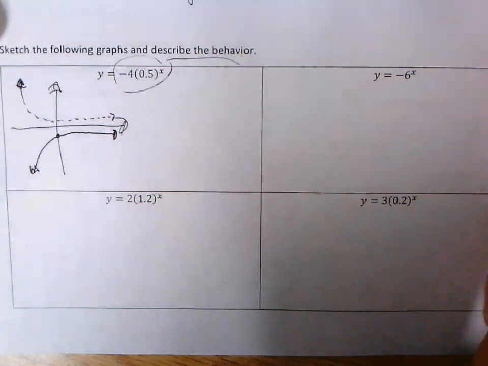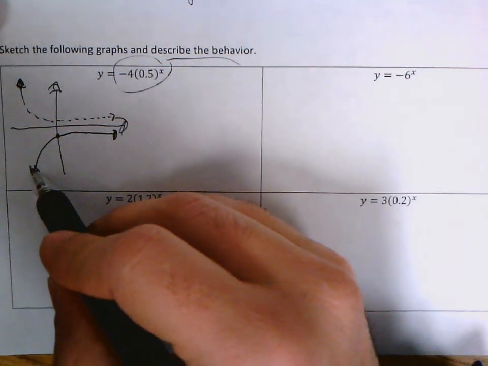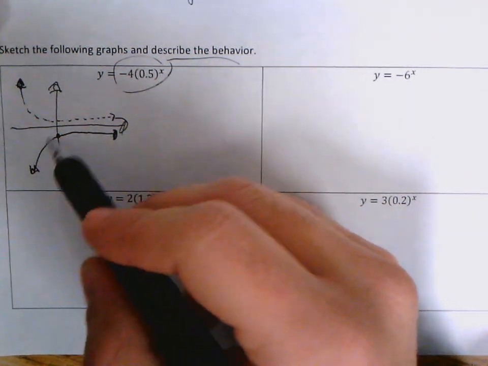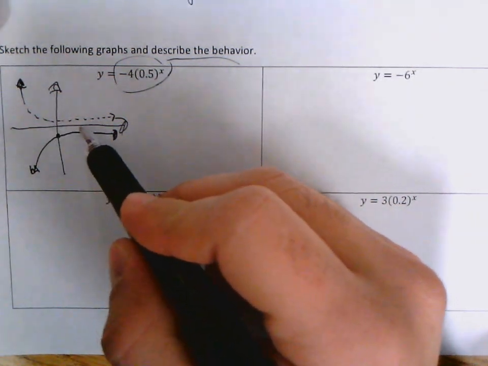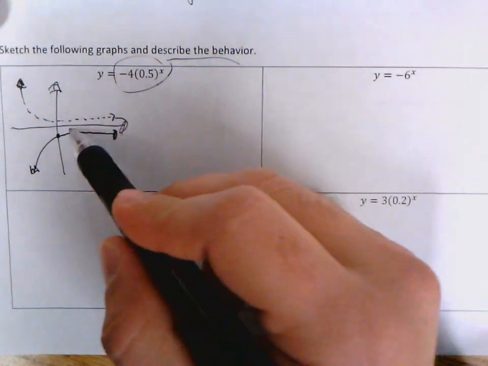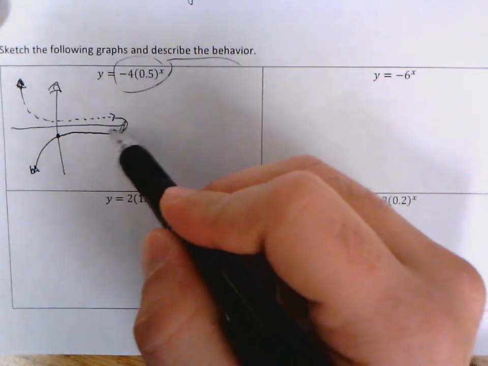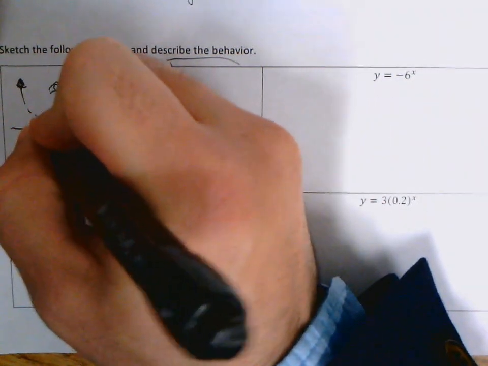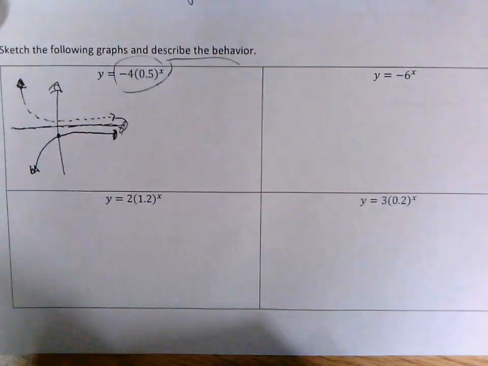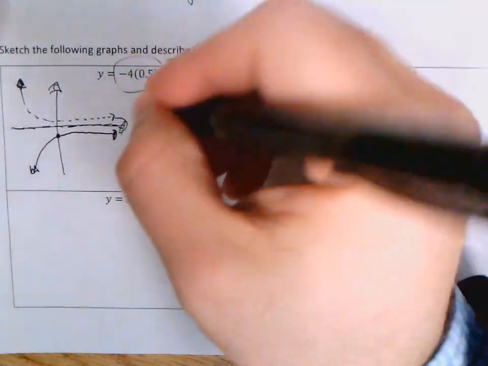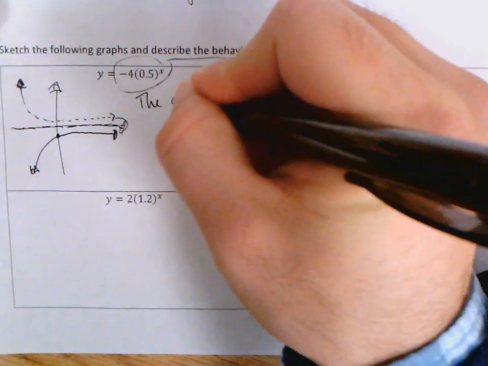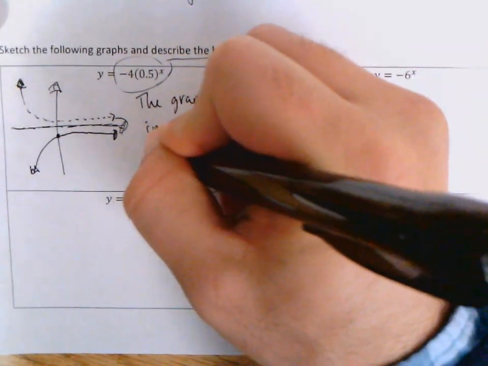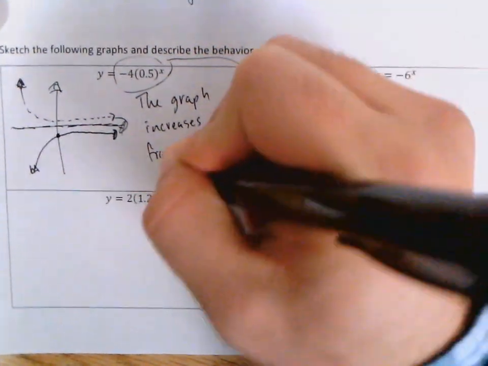Now to describe the behavior, this is pretty easy. My graph is just increasing from left to right. So as the values of x are getting bigger, the values of y are also getting bigger, just by a little bit, because remember we have an asymptote here. So the behavior will be the graph increases left to right.